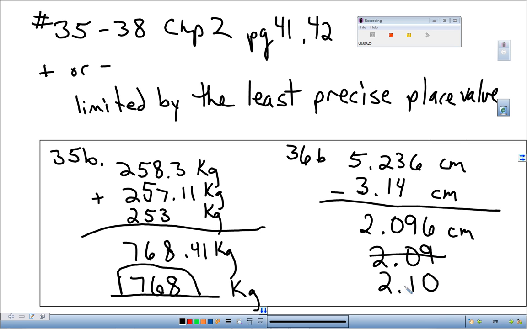Because now your answer shows 2.10. You should be writing this down. 2.10.